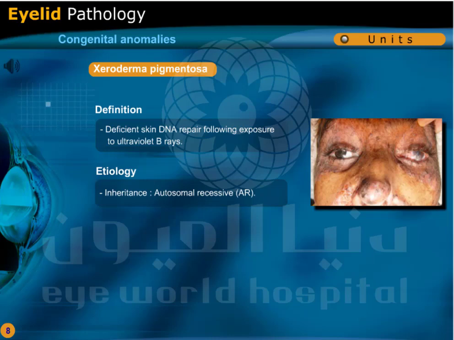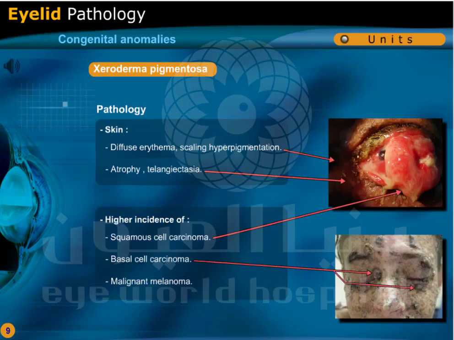Xeroderma pigmentosum is deficient skin DNA repair following exposure to ultraviolet B rays. Xeroderma pigmentosum is an autosomal recessive disorder. The skin shows diffuse erythema, scaling, hyperpigmentation, atrophy, and telangiectasia. Xeroderma pigmentosum carries higher incidence of squamous cell carcinoma, basal cell carcinoma, and malignant melanoma.